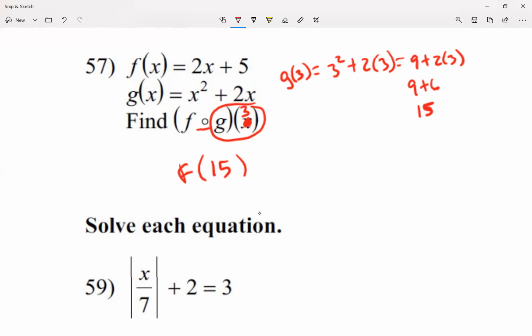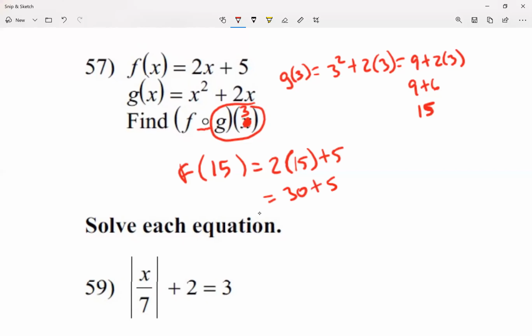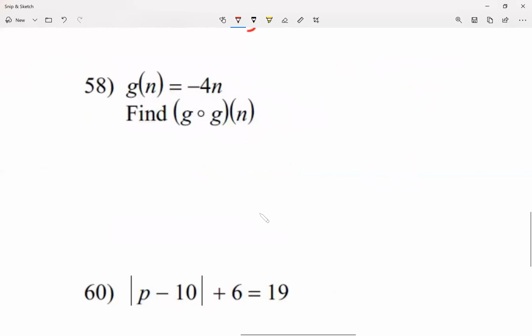Okay, so I'm gonna use the f function now. So I have 2 times 15 plus 5, or better known as 30 plus 5, which is 35. So we did g of 3 first, and then whatever we got, we used it in f. Same thing for 58. Again, I'm not going to use a variable. On your guys' homework is going to be a number, so let me change this n. Which number can we use? Let's use a 5. Why not? Let's use a 5, right?